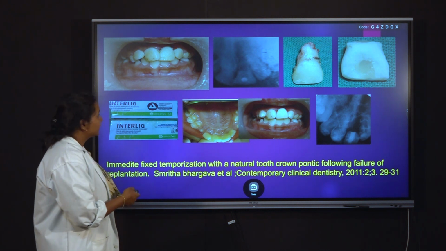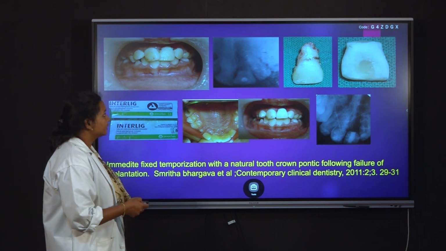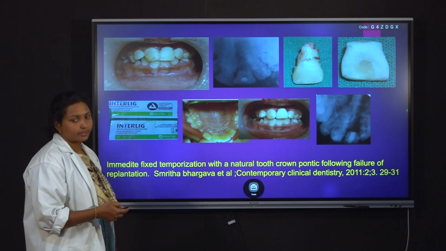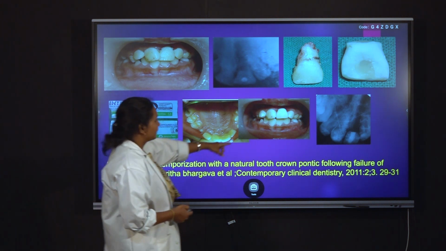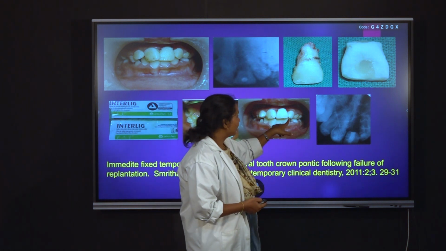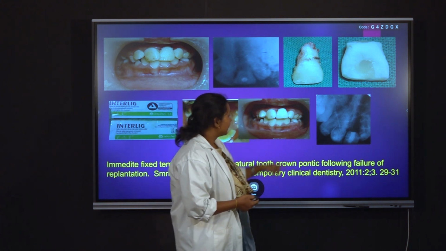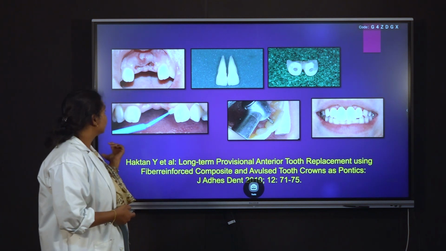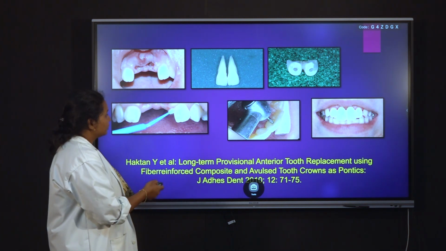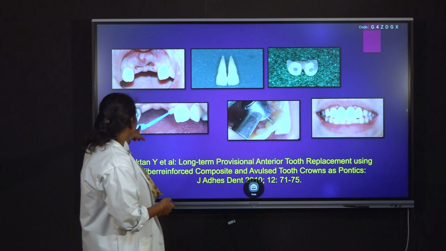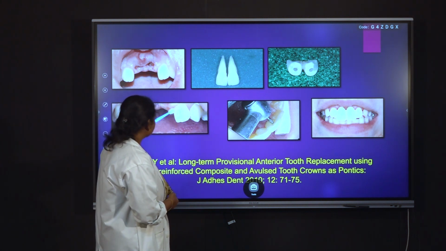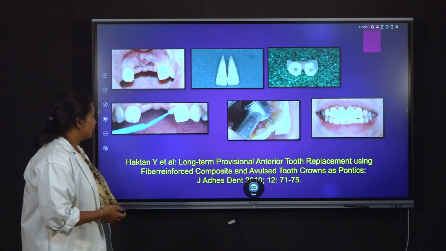This is the immediate fixed temporization, where the extracted tooth is used as a temporary material. The same tooth extracted is placed on the edentulous site immediately after extraction. This is also the same case, where 2 teeth were used and they were fixed to the other teeth with a fiber reinforced technique.